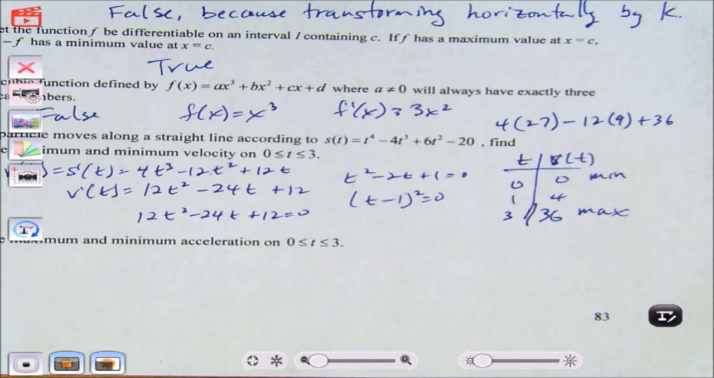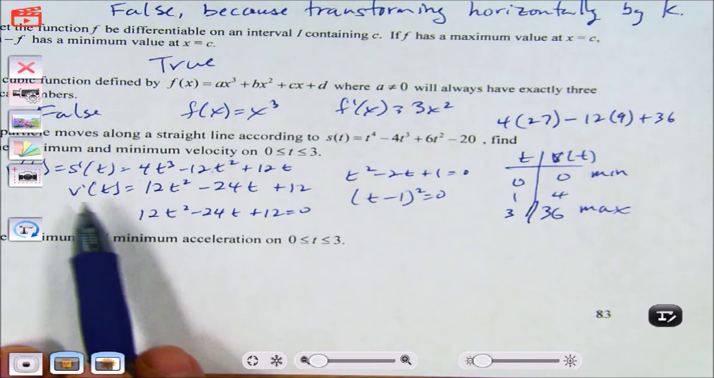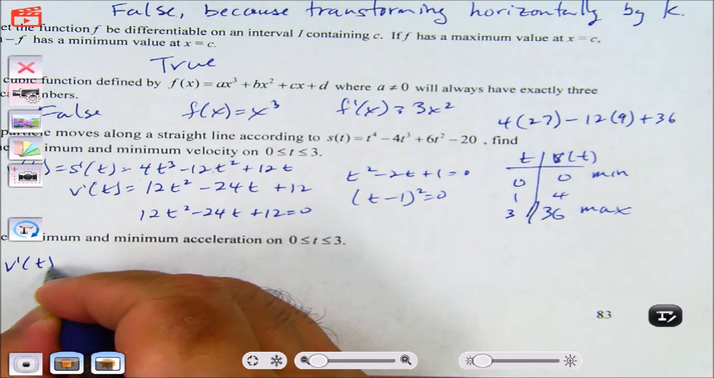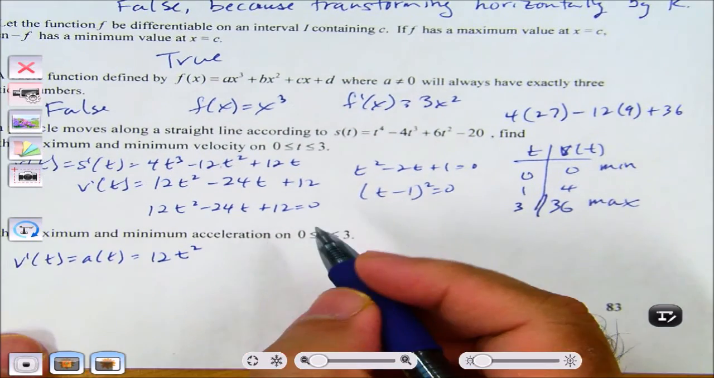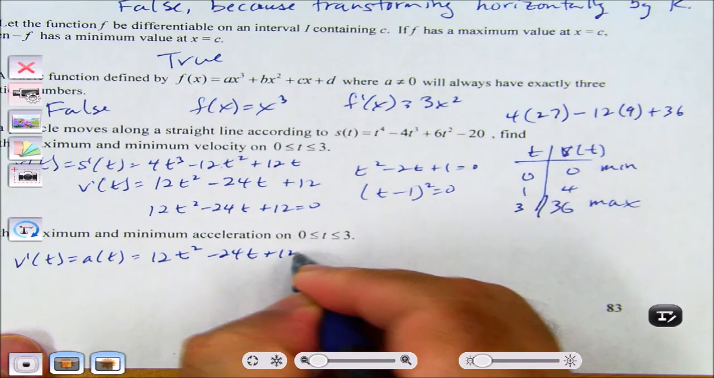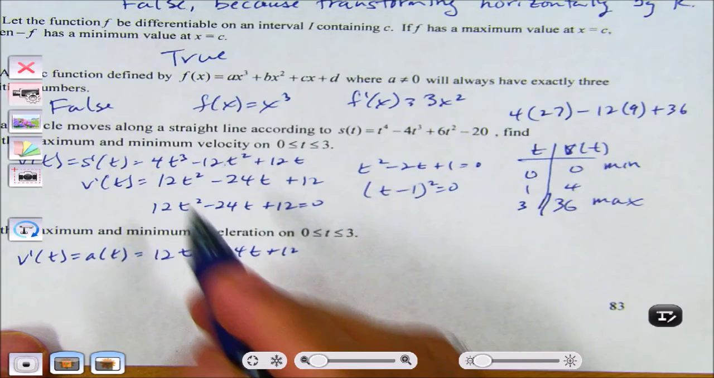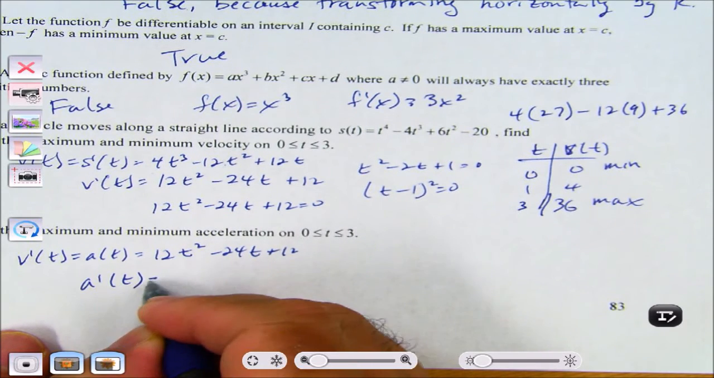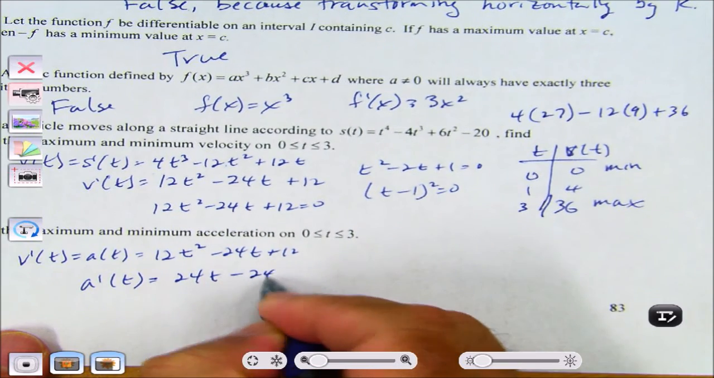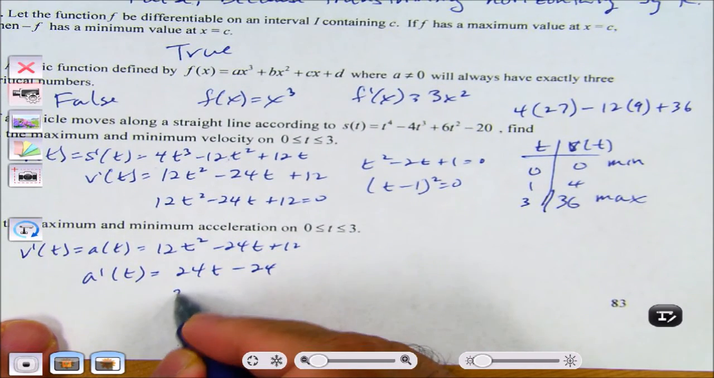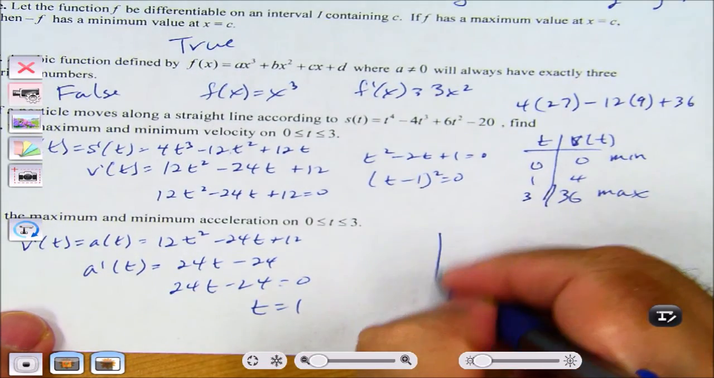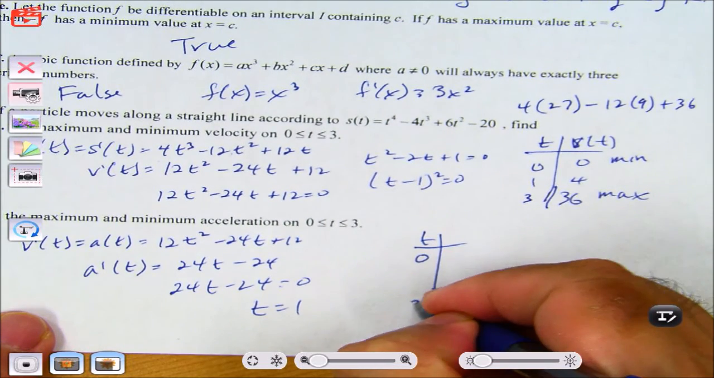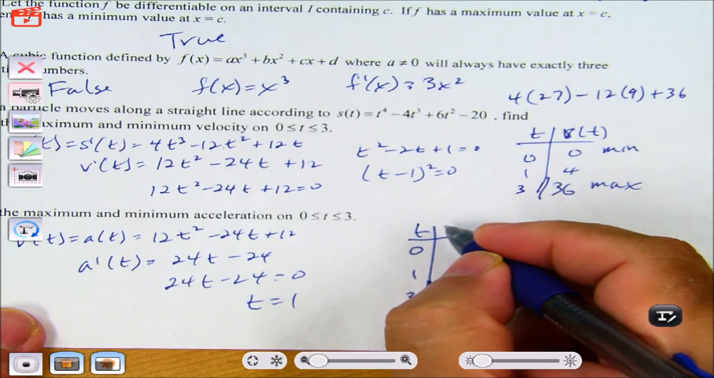Now we want the maximum and minimum acceleration. Good grief. All right. So remember, v prime of t is acceleration. We already have that. That's the 12t squared minus 24t plus 12. But we want the max and min of that. So we need the derivative of acceleration, which is 24t minus 24. Set this equal to 0: 24t minus 24 equals 0, and t equals 1. So we're still on that interval, 0 to 3. And this time we want acceleration.